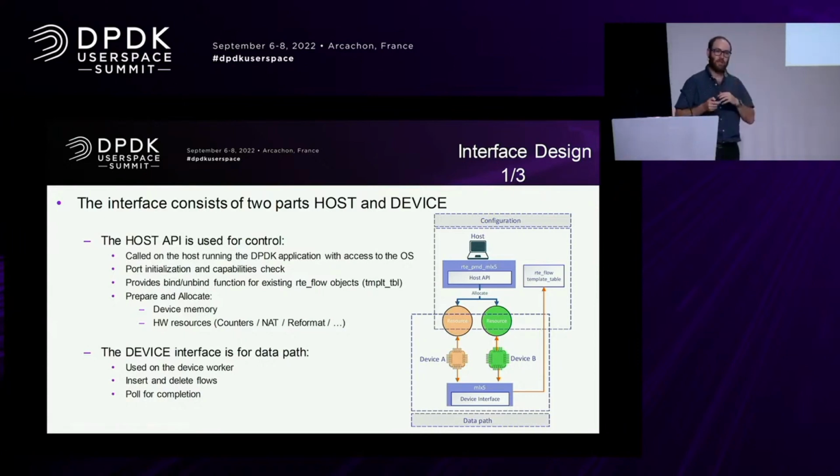And now we're left with the other side of the interface, which is the device interface. The device interface is used on the device worker. This is what was being run in the orange and green boxes that I previously presented. It is used to insert and delete the flows, to insert and delete those configurations to the template table. And because the RT template API is asynchronous, we also need to poll for the completion and see that our configuration was successful.